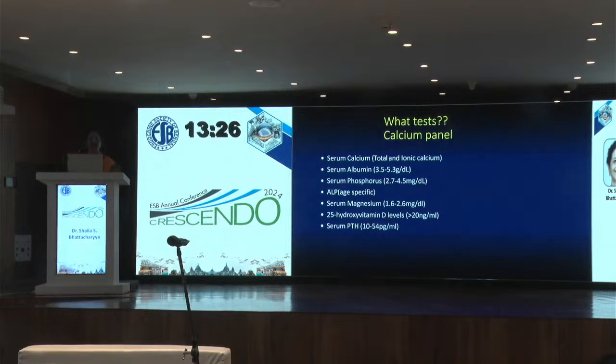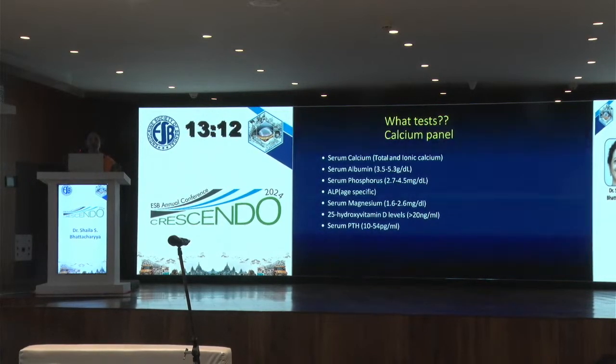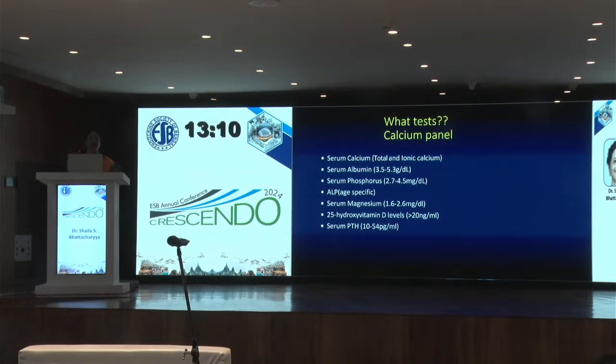So you need to do both the total calcium, and where facilities are there, ionized calcium. Albumin is very important, as I told you, 40% is bound to albumin. Phosphorus, ALP, and magnesium, because if there is low magnesium, you will have problems with the calcium. 25 hydroxy vitamin D levels are important, and the PTH values to see if there is any hypoparathyroidism causing hypocalcemia.